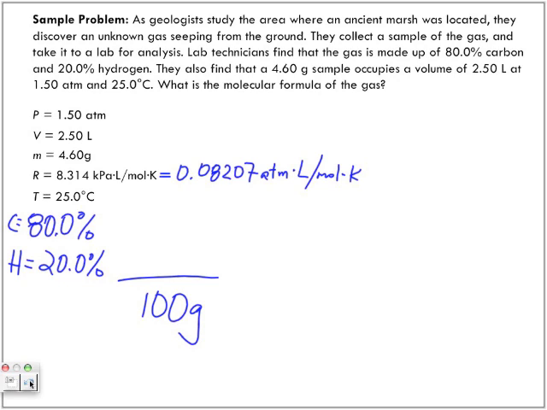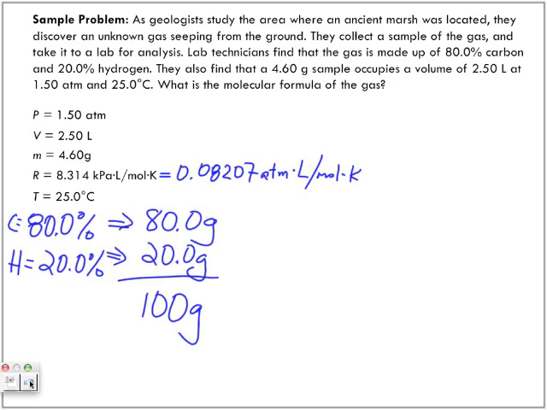So how many grams would we say, if we had a 100 gram sample, would be of carbon? 80 grams. Right? So we'll keep the significant digits going. 80.0 grams. And how many grams will be of hydrogen? 20.0 grams. Okay? So we've got now the mass. What do you think we could find now of carbon and of hydrogen? For those who remember how to calculate empirical formula, we've got mass.